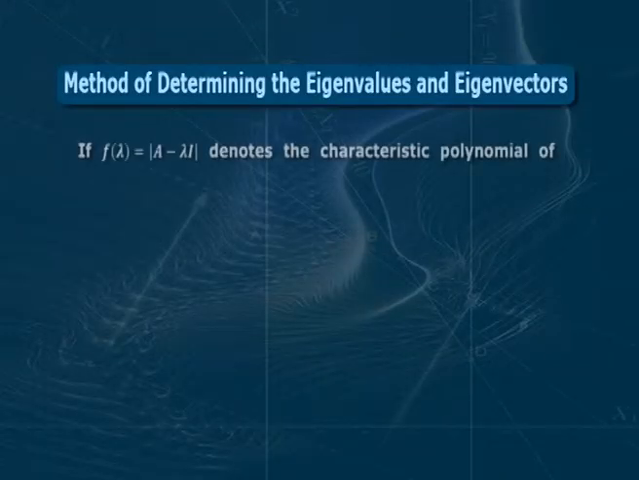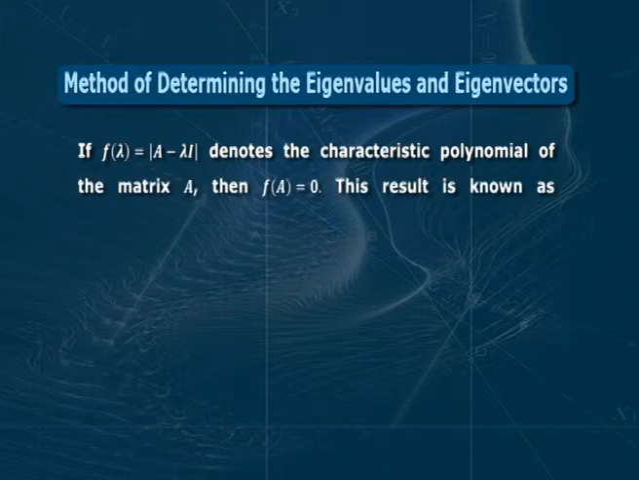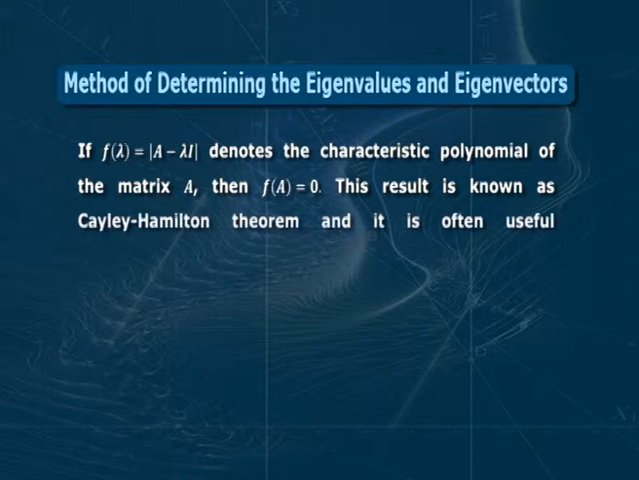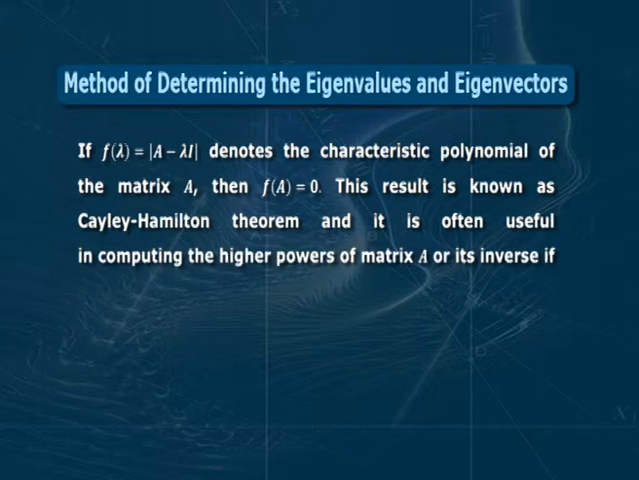Here it is worth mentioning that every matrix satisfies its characteristic equation. In other words, if f of lambda is equal to mod A minus lambda I denotes the characteristic polynomial of the matrix A, then f of A is equal to 0. This result is known as Cayley-Hamilton theorem and it is often useful in computing the higher powers of matrix A or its inverse if it exists.